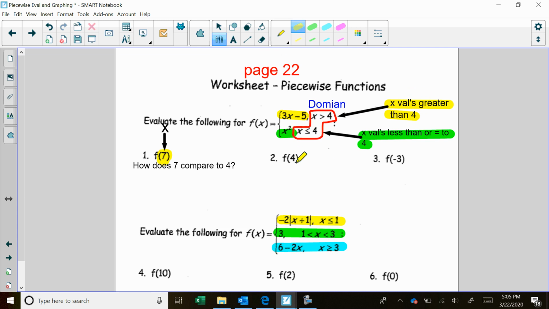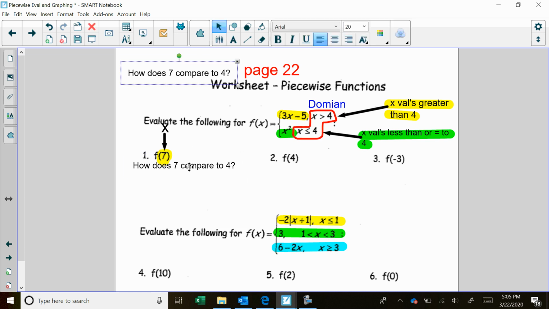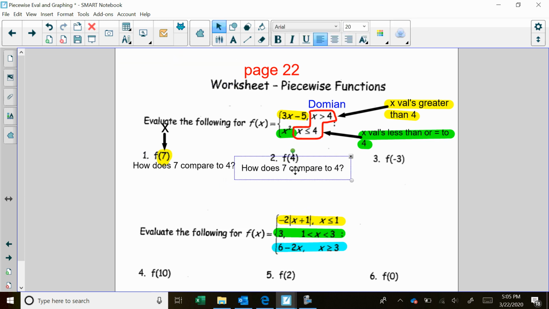Okay, so let's take a look at this one right here. I'm just going to copy this. How does 4 compare to 4? I think it's equal. I hope you guys are saying that it is equal to 4. So this part of the domain right here says that it works for x values that are less than or equal to the value 4. So that is going to be green.